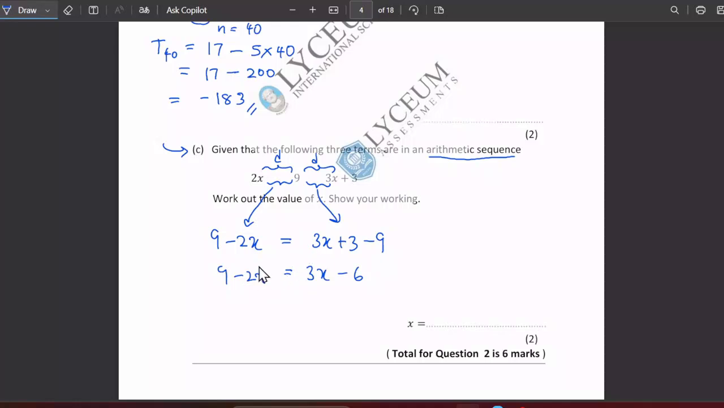Okay. So let's add 2x to both sides. It will cancel out this. 9 equals 3x plus 2x minus 6. Let's add 6 to both sides. Then we get 5x, these two cancel out, equals 15. Then we divide both sides by 5. We get x equals 3.